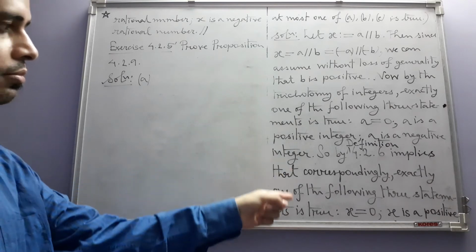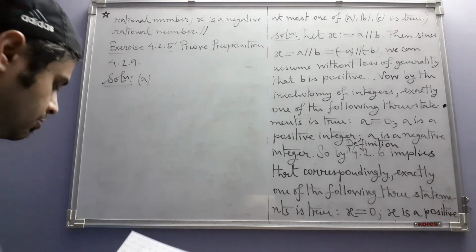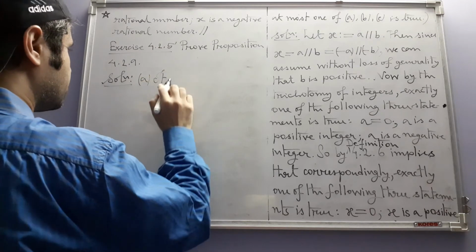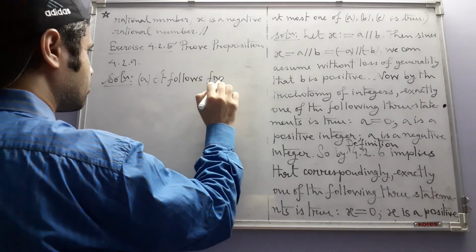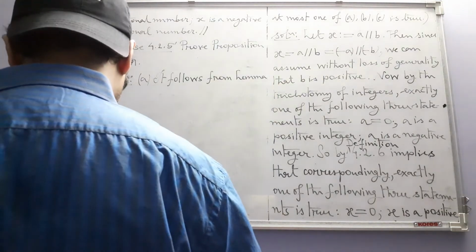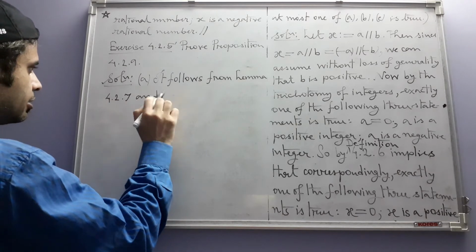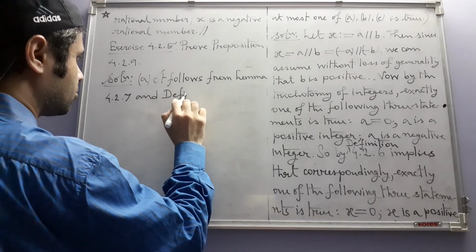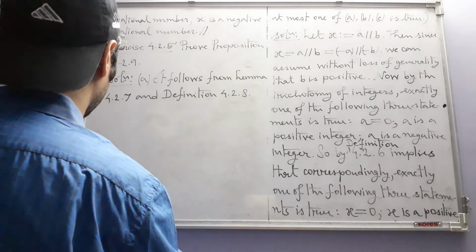And that directly follows from this trichotomy of rational numbers and definition of order. So we are going to simply write it like this. It follows from this trichotomy of rational numbers, lemma 4.2.7, and the definition of order, definition 4.2.8. That's just it.